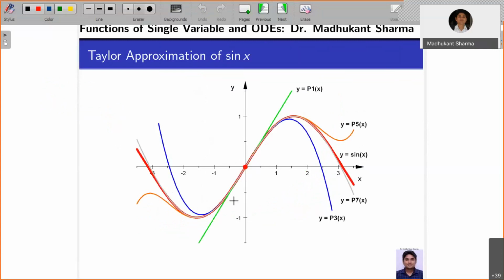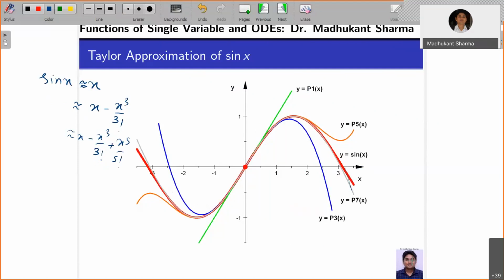Similarly, for the sin x function. For the linear approximation, sin x is x. For quadratic, there is no quadratic, only odd degree polynomials. So x minus x cubed by 3 factorial, that's going to be this blue curve. Then you have x minus x cubed by 3 factorial plus x to the power 5 by 5 factorial, that's the P5 of x. That's going to be different, and so on. So P7 is almost a mirror of the sine curve. You can see here.